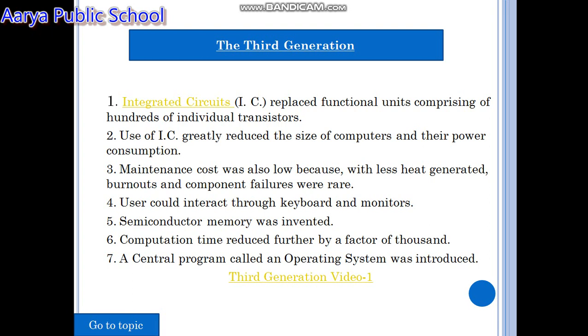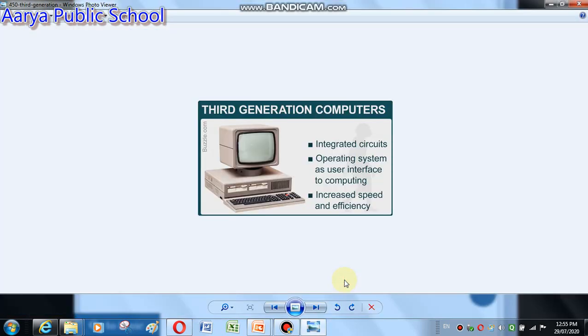Sixth, computation time was reduced further by a factor of 1000, meaning the processing time of the computer was also reduced in the third generation. A central program called an operating system was introduced in the third generation. The operating system, that is OS, was introduced and they started to use it. Okay, this is a picture of the third generation of computer. They are using a keyboard, monitor and OS.